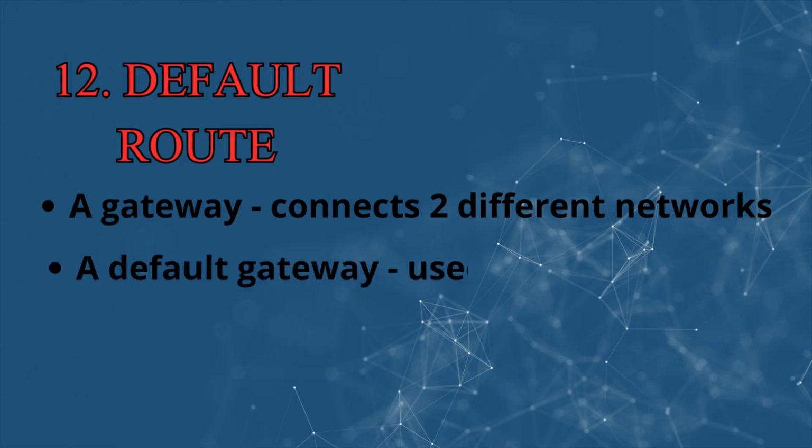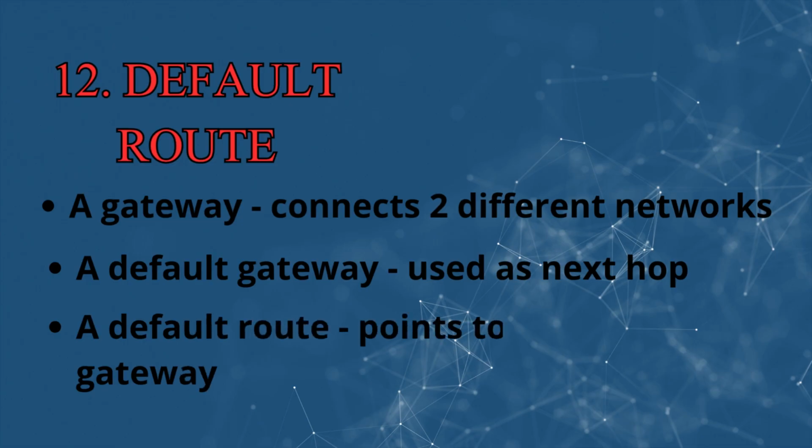So to summarize it, a gateway is any device that connects two different networks together. A default gateway is the IP address of the device that is used as the next hop to reach unknown destinations, and a default route is the routing table entry that points to the default gateway.